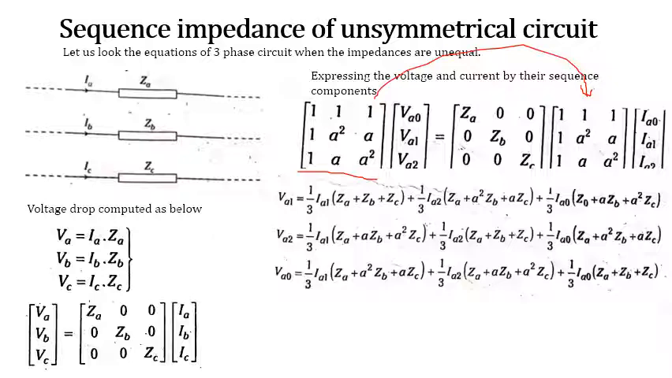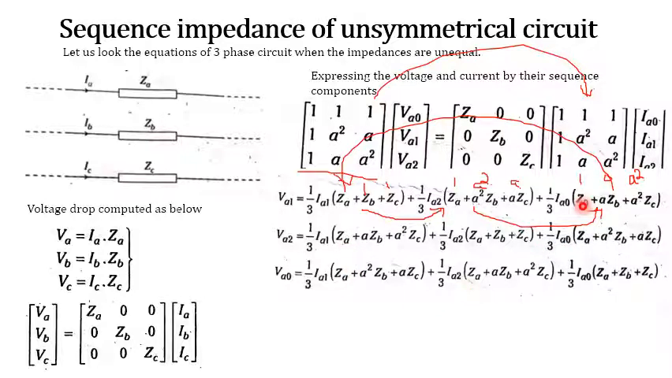One thing we can observe here: this is 1 1 1, 1 A square A, and 1 A A square. What will happen? This last term comes to the first, and the others go to the right shift, and again the right shift. You can observe this in VA2. Similarly, this is coming first and there is a right shift.